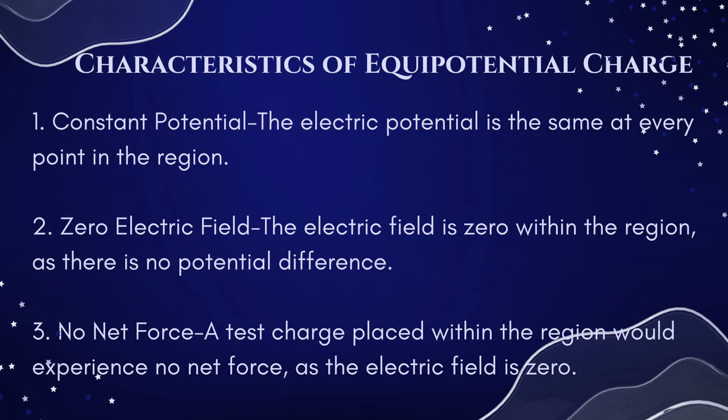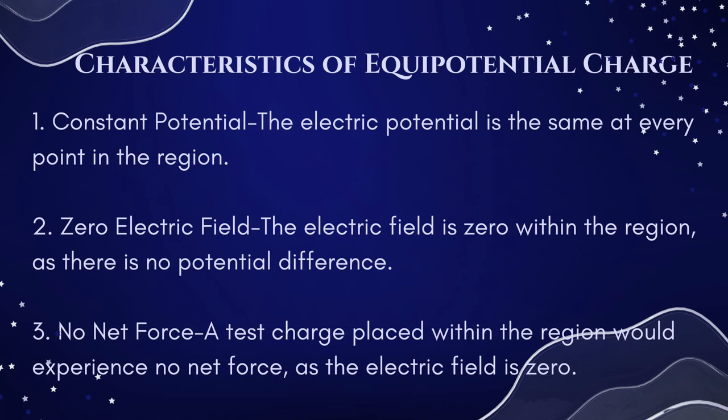There are characteristics of equipotential charge. The first one is constant potential. The electric potential is the same at every point in the region. And it can happen in two scenarios: number one, in a uniform electric field, and number two, in conductors.